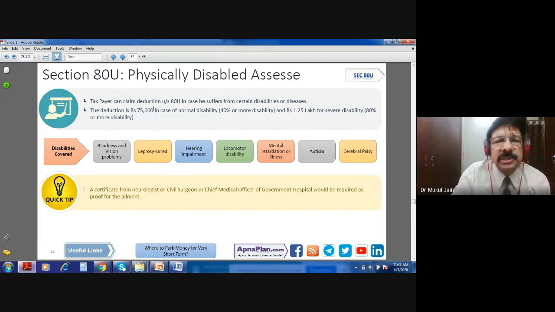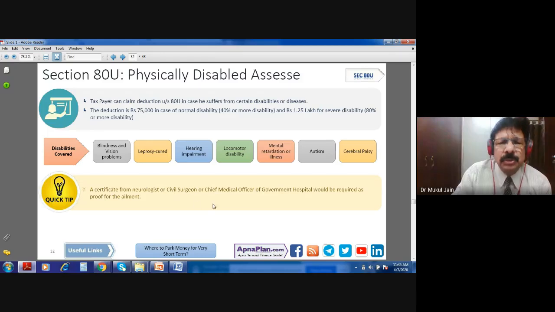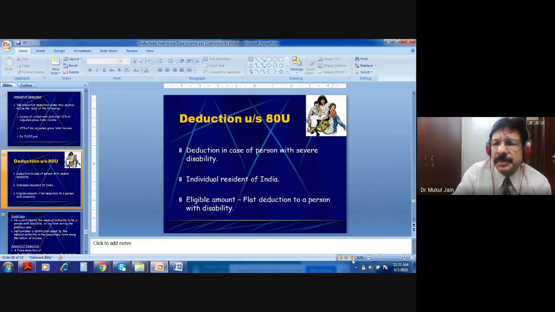So here the deduction is 75,000 in case of normal disability, and 1.25 lakh for severe disability. Here they have covered blindness and vision problem, leprosy cured, hearing impairment, locomotor disability, mental retardation, autism, and cerebral palsy. You do not have to memorize all the names of the diseases, you mainly have to remember the main ones.